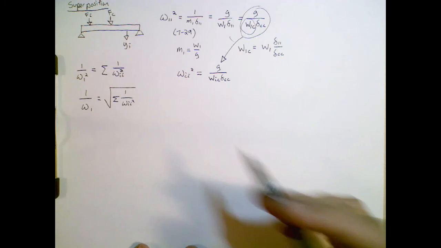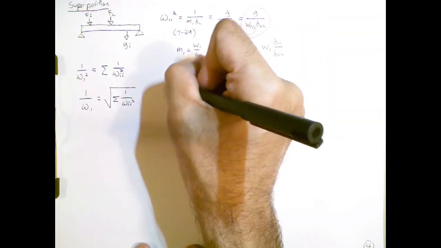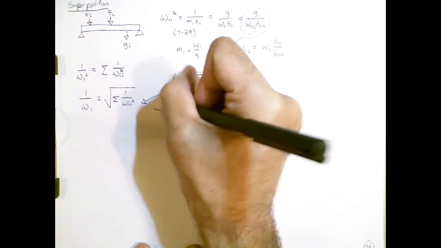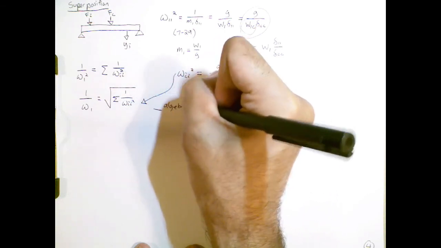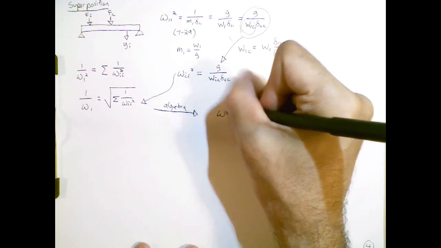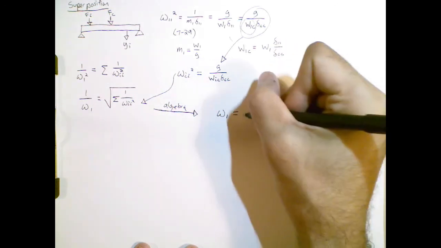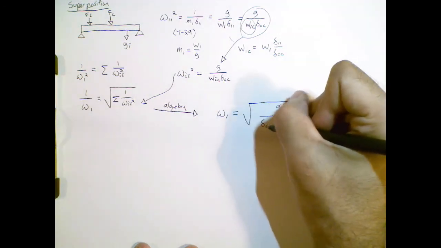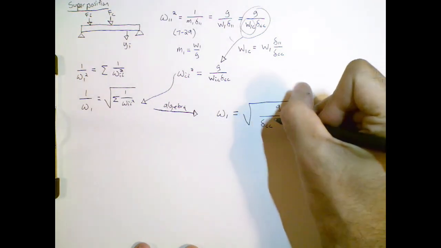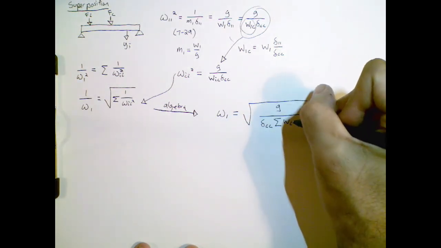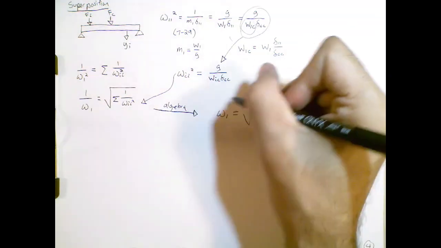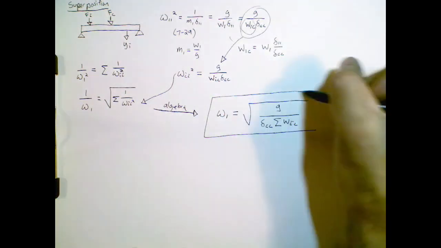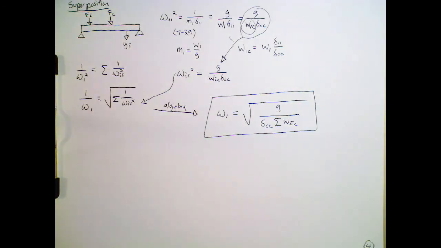And then if I substitute this in here, and then we do some algebra, which I'm going to skip, the result is omega 1 is equal to the square root of g over delta CC times the summation of W iC. So this is an alternative way of using Dunkerley's equation. This is going to be used in the next example. And so I just wanted to lay it out a little bit more clearly than it might be in the textbook, fill in some gaps.